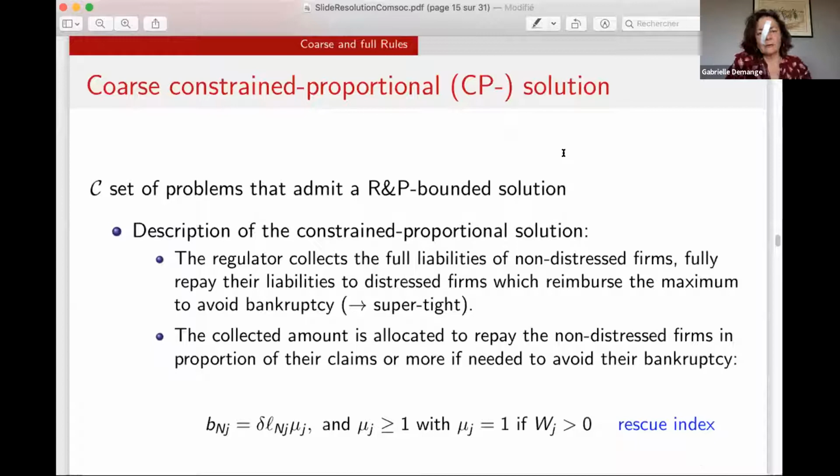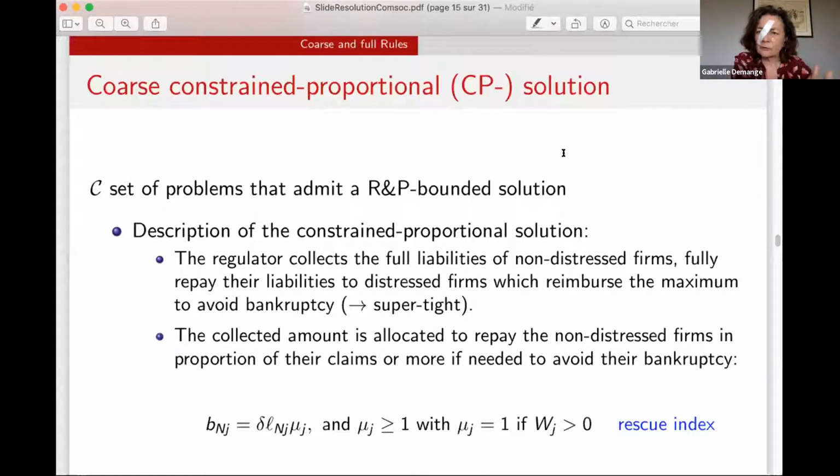Okay, so I will just describe the coarse constraint proportional solution because they are easy to describe. The regulator collects the full liabilities of non-distressed firms. He fully repays the liabilities to the distressed firms, which must give back the maximum they can because I want their net worth to be null. And in such a way, you are sure to have a super tight solution.